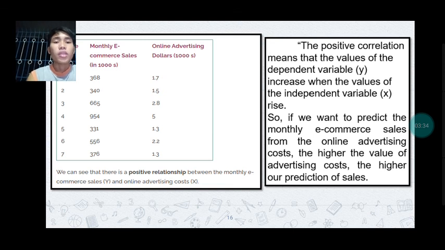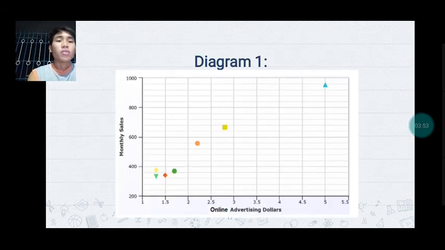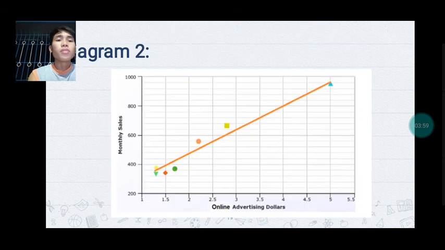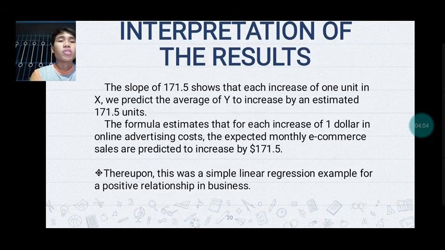A positive correlation means that the values of the dependent variable y increase when the values of the independent variable x rise. So if we want to predict the monthly e-commerce sales from the online advertising cost, the higher the value of advertising cost, the higher our prediction of sales. Here we have diagram 1, monthly sales and online advertising dollars. And also diagram 2, interpretation of the results.